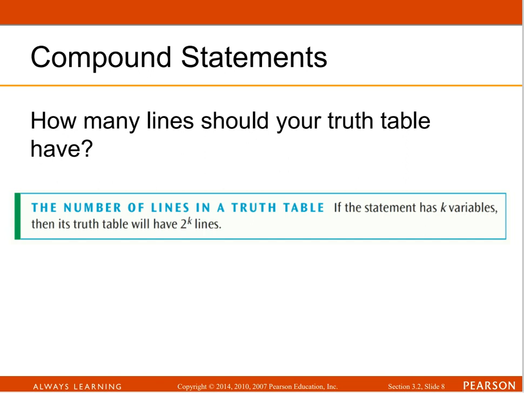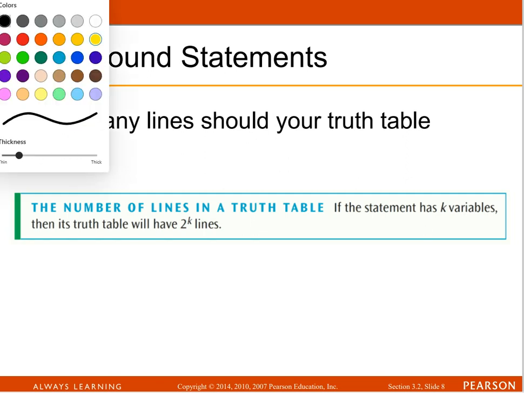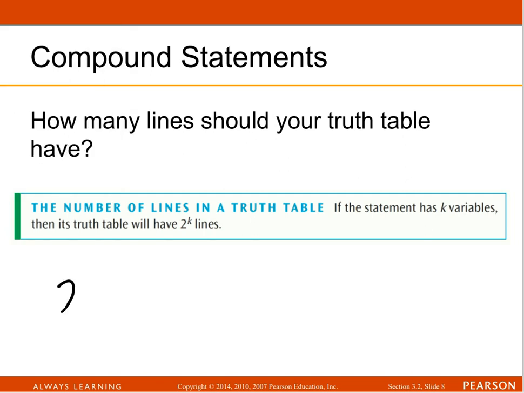Remember back in chapter 2 when you were asked to figure out the number of subsets in a set? Well, in this chapter, to figure out the number of lines, or as I like to call them, rows, in a truth table, it's done the same way. You take 2 and then you raise it to the k power.